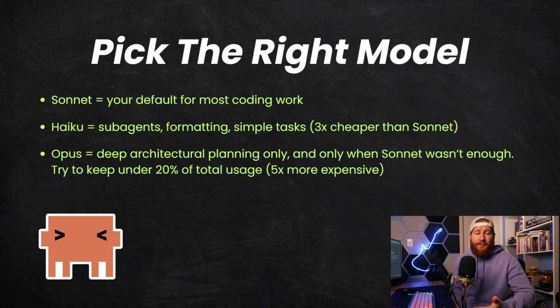Saving you tokens can really just be as simple as using the right model. Sonnet is the current default one for coding work, and that's pretty much what most people use, and yeah, I would recommend it. But if you're gonna do sub-agents, formatting, or simple tasks, you should use Haiku. It's definitely a lot cheaper than just running them off of Sonnet directly. But if you need to do some deep architectural planning, only when Sonnet wasn't enough, then you can use Opus, but try to keep that under 20% of total usage because it is 5 times more expensive.